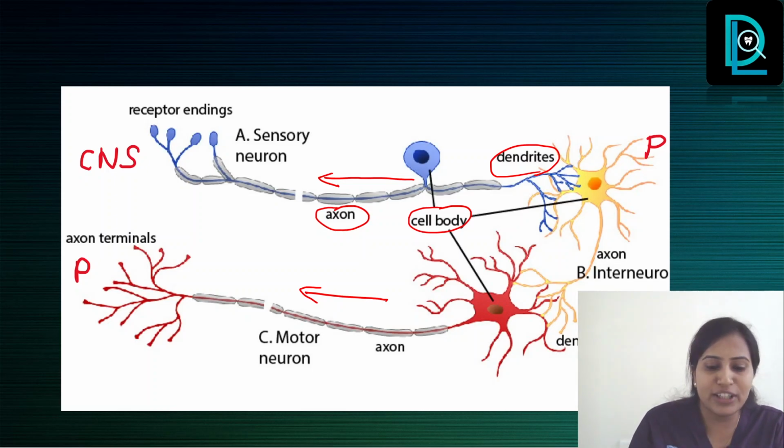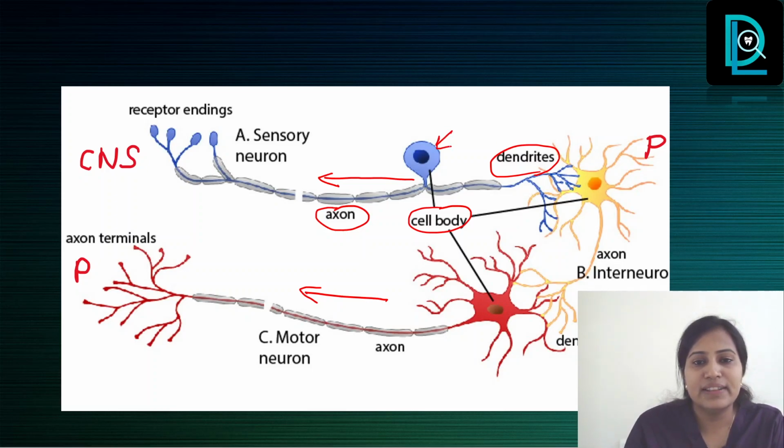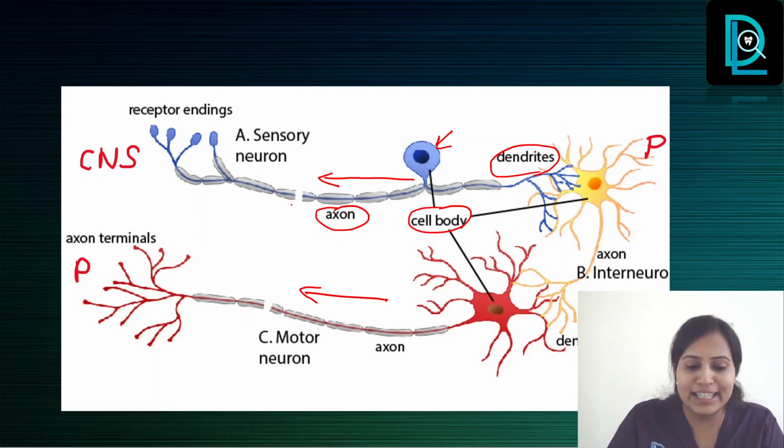And the second difference, as you can see in the image, is that this is the cell body, right? The cell body is in between for your sensory neuron, and here you can see the cell body is towards one end for your motor neuron. In motor neuron, cell body also takes part in the conduction process, whereas in your sensory neuron, cell body is not taking part in the conduction process.